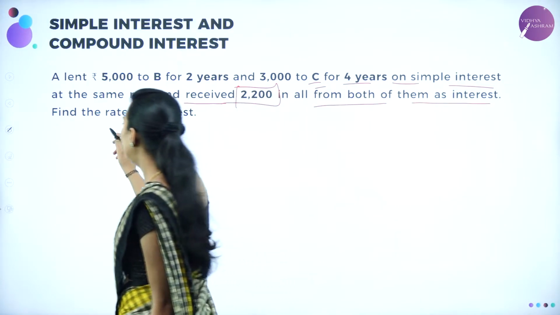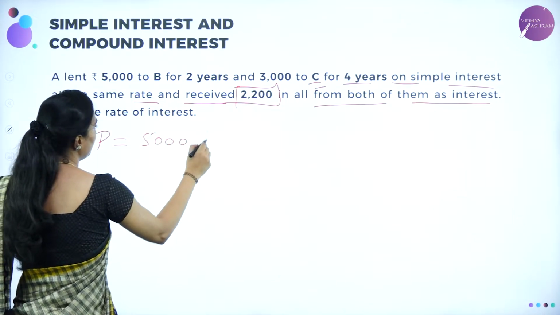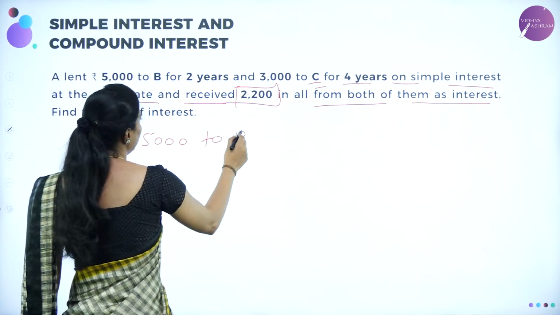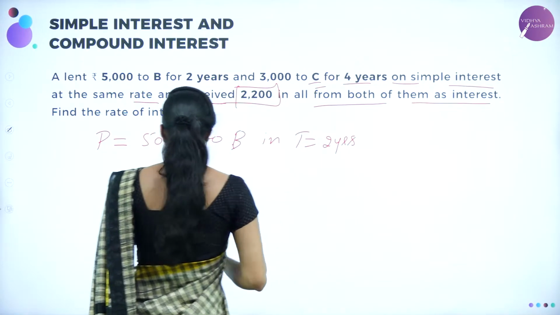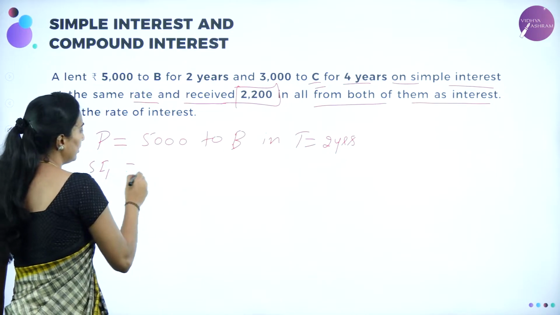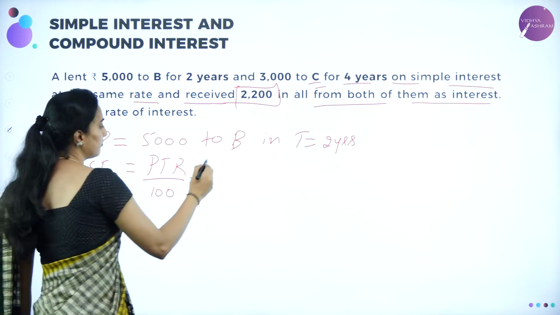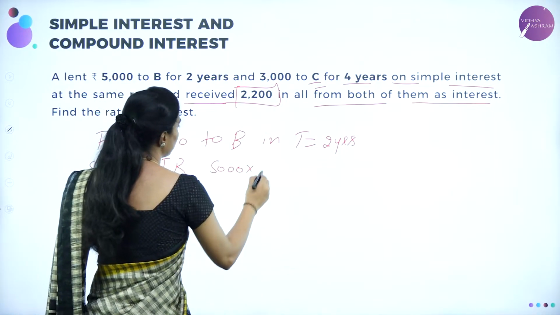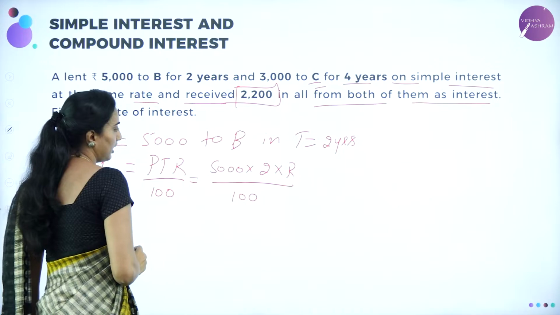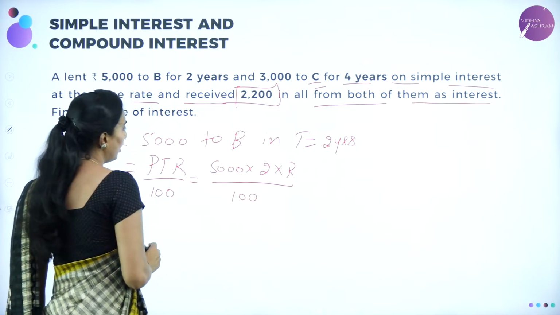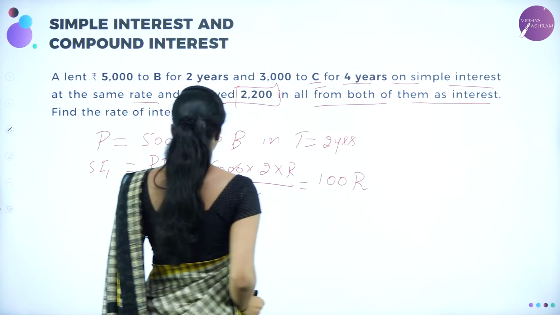What they have given? A lent to B, P is equal to 5,000 to B in 2 years, T is equal to 2 years, right? So therefore, interest I can calculate for this one. What is that? PTR divided by 100, which will be P is 5,000 into T is nothing but 2 years, we don't know R, divided by 100. 2 fives are 10. We'll keep it as it is. So you are going to have 5 twos are, which is nothing but 100 R, correct? 100 R is nothing but simple interest.